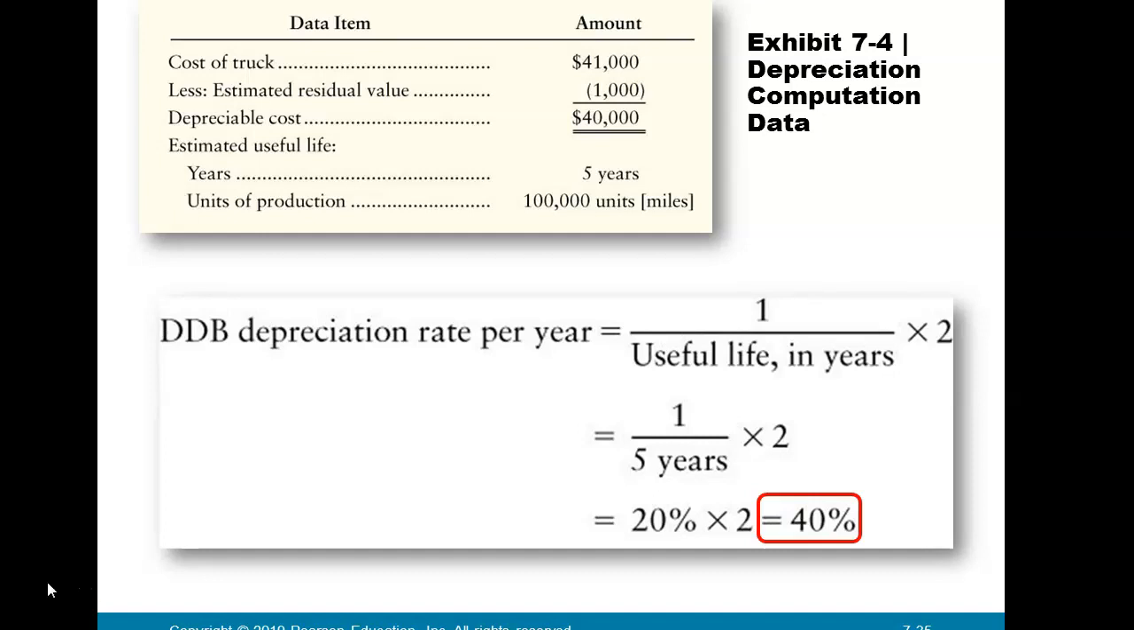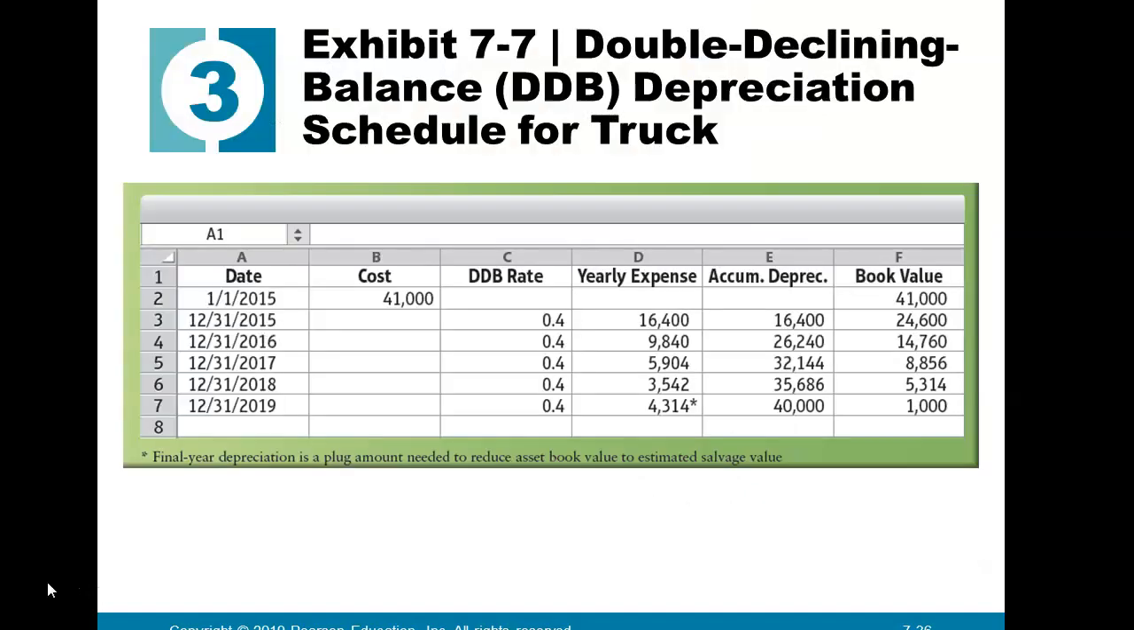But then it's important to note that when we calculate depreciation, we're going to be calculating it based on the book value. Every year, this number here stays the same, but each year we're going to be calculating depreciation at 40% on the book value, which means that every year as accumulated depreciation is recorded, that book value changes. So let's take a look at that. Our yearly expense for year 1 is $41,000 times 0.4. Then we come up with our new book value.